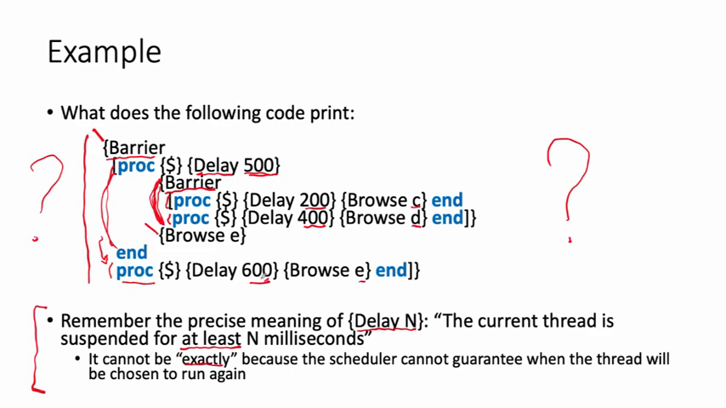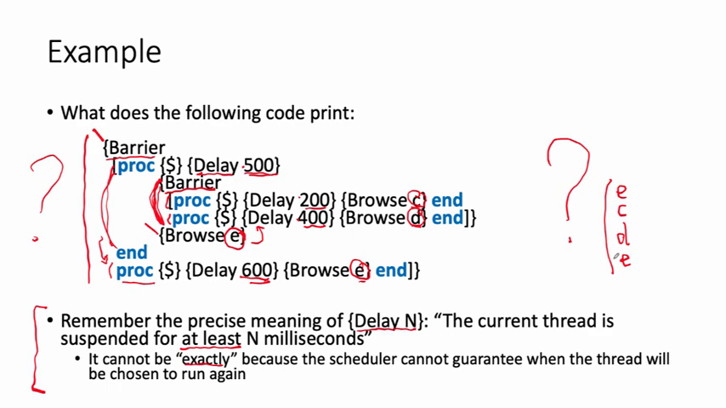Well, after 600 milliseconds, it will display E. After 500 plus 200, it will display C. So that's 700. And after 500 plus 400, which is 900, it'll display D. So it should display E first, and then C, and then D, and then this one must come after the other because of the barrier, so it will display another E. So most of the time, it will display E, C, D, E.